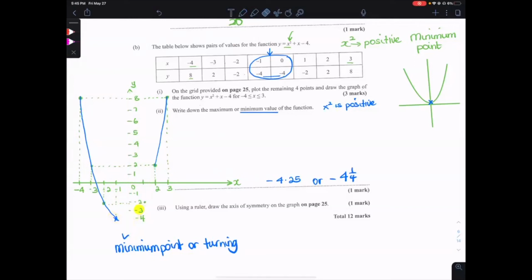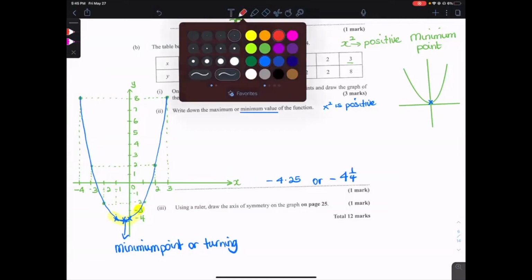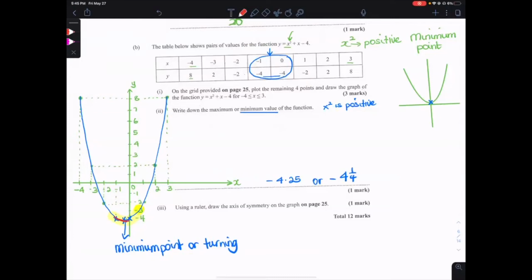And to get this curve here, it must go a little lower than 4. Do you all see that? You all see that?